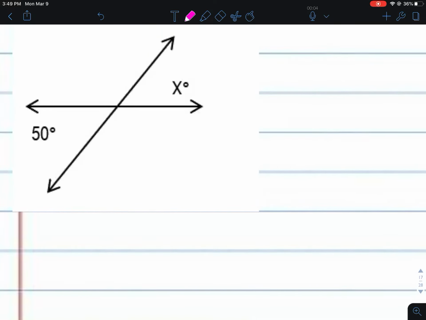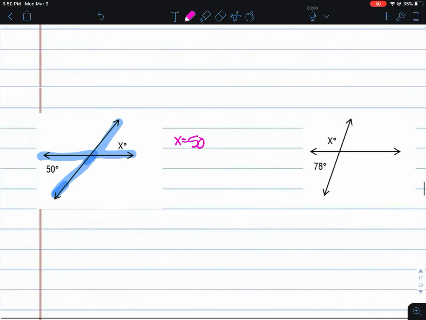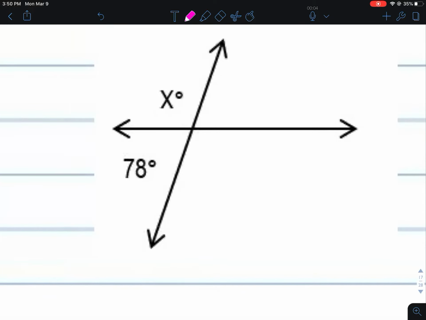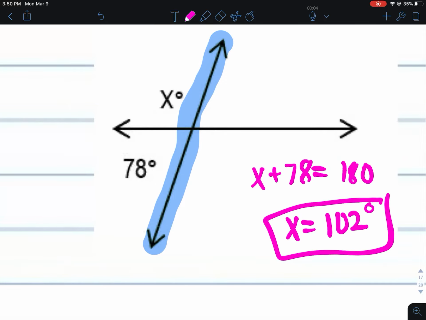In this example here, the x and the 50 are across from each other and they're equal. So these, because they're the same, they're equal to one another. So that means the x is also equal to 50 degrees. And the last one for the example here, these two are going to create this line right here. So if I add the x plus 78, they're supplementary angles. They're going to equal 180. And then again, you subtract 78 on both sides and you get 102 degrees.